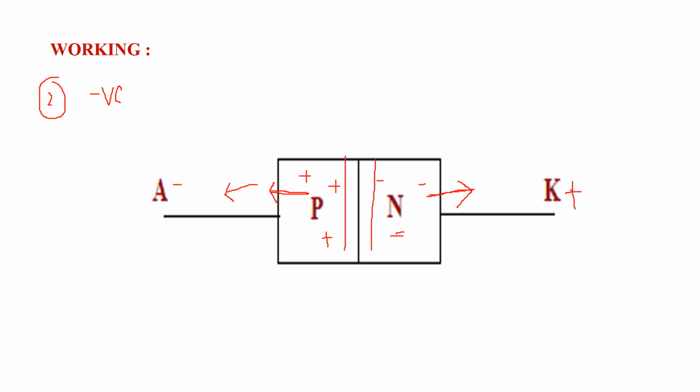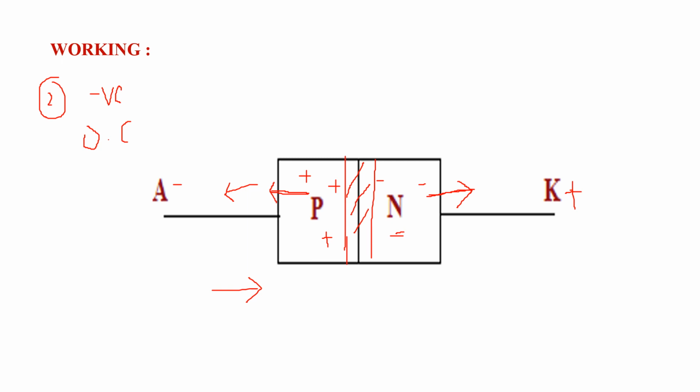going to increase. The width of this junction is going to increase, which does not allow the flow of current from anode to cathode. So in this case the diode acts as an open switch. Diode acts as an open switch.